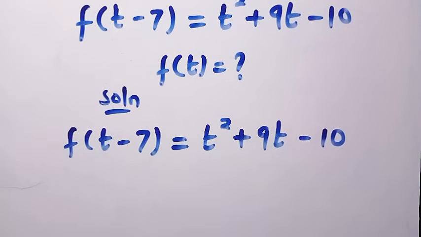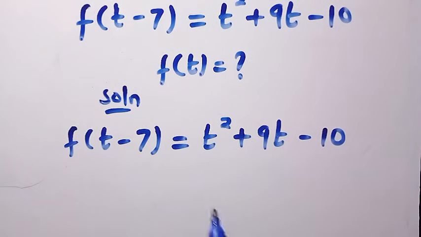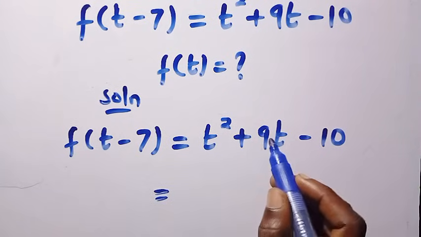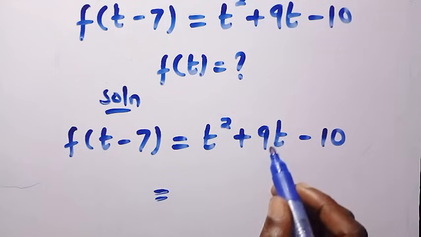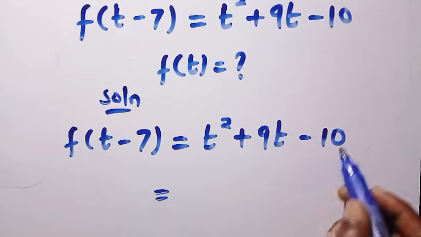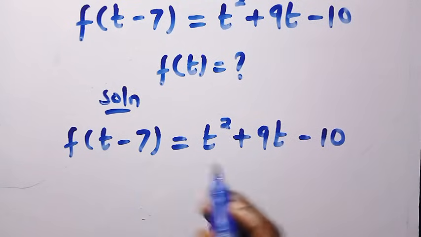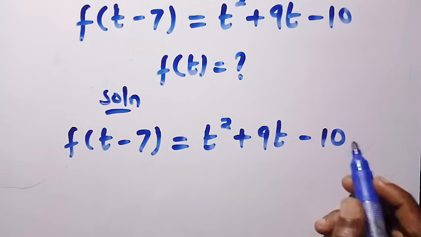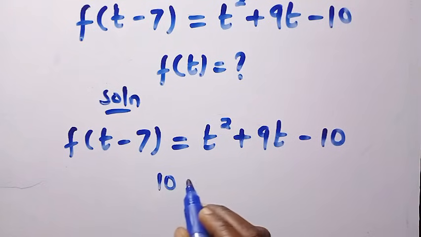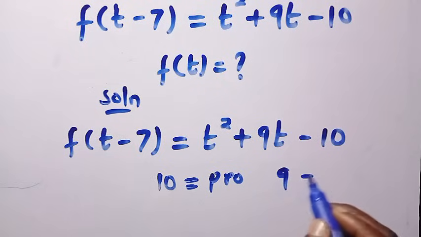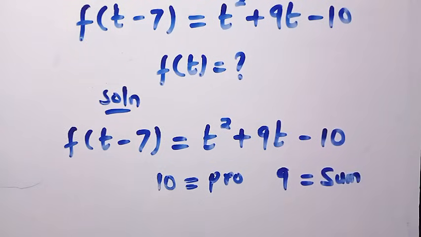So if you try and manipulate this right hand side, which is t squared plus 9t minus 10, we can see that here is the sum and here is the product. So we are trying to express a number that when we add it together it gives us 9, and when we multiply it together it gives us minus 10. So if you look at this, we have 10. What are the factors of 10? Here we have 10 equals the product, and we have 9 as the sum.